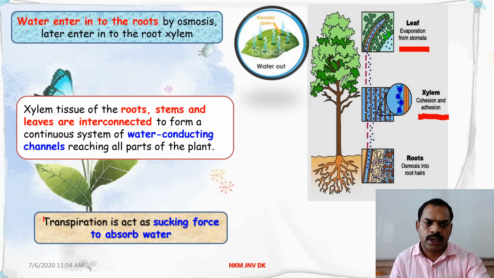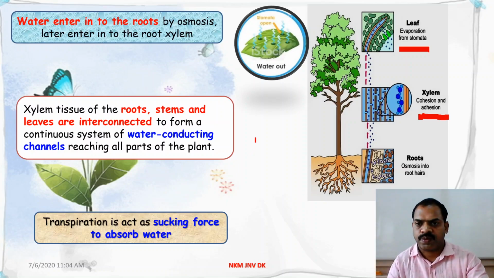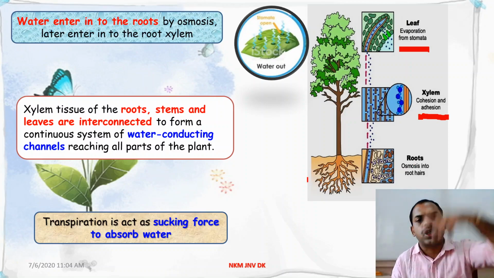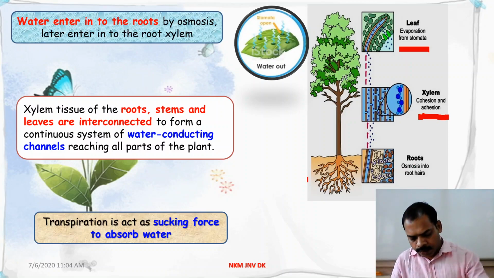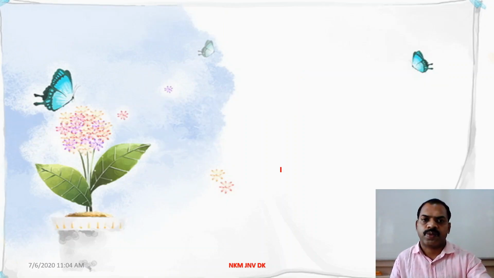So transpiration has a great role. Without transpiration, a plant could not absorb water to this much greater height. So remember, the cohesive adhesive force of xylem, the evaporative or sucking force by transpiration, and osmosis all together will bring the water from the soil into the upper leaves.